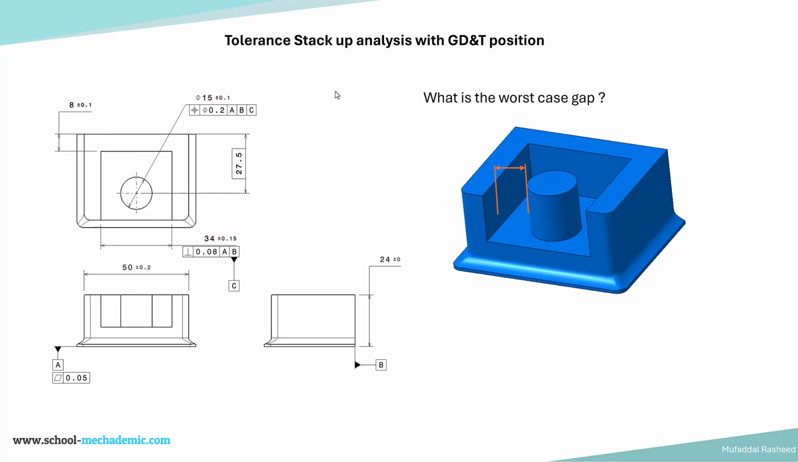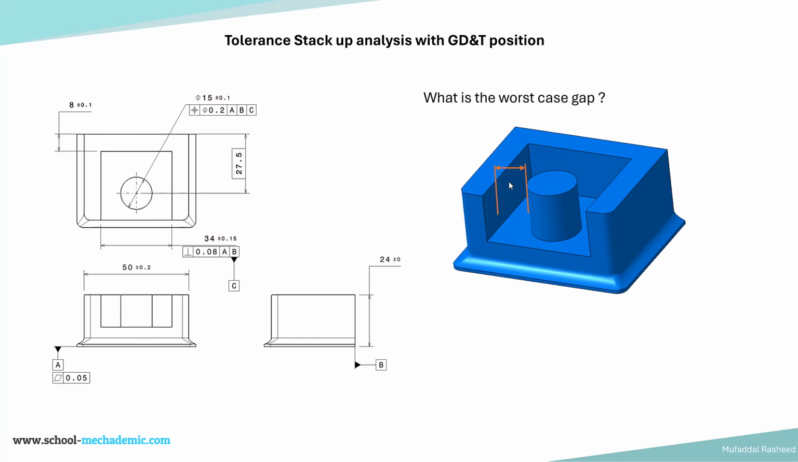So here we are going to do a tolerance stackup analysis to find out what is the worst case gap between this pin and this sidewall on this component over here. So this is the GD&T drawing. Using the GD&T drawing, we'll be creating the loop diagram of the tolerance stackup analysis and we'll be finding out what is the worst case gap.